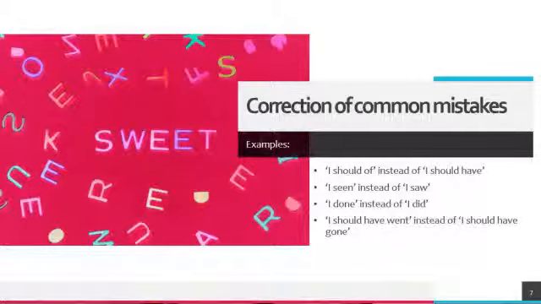I would hope to incorporate the correction of some common mistakes that have been trending in student data in recent years. So things that we're all familiar with, such as "I should of" instead of "I should have", "I seen" instead of "I saw", "I done" instead of "I did", and "I should have went" instead of "I should have gone".